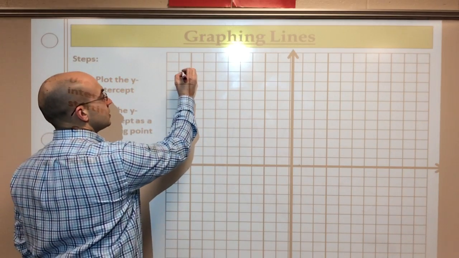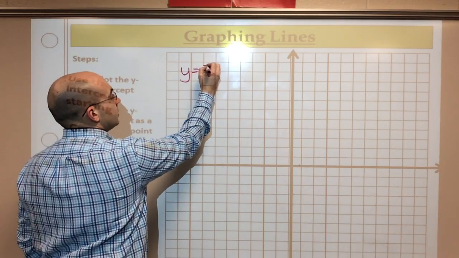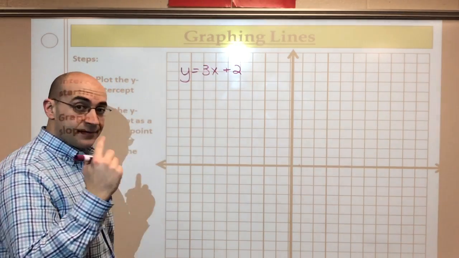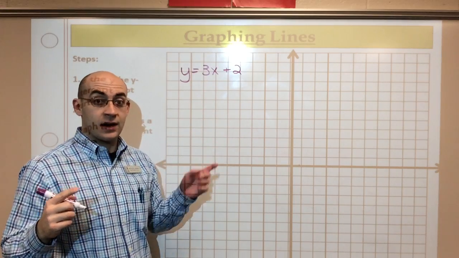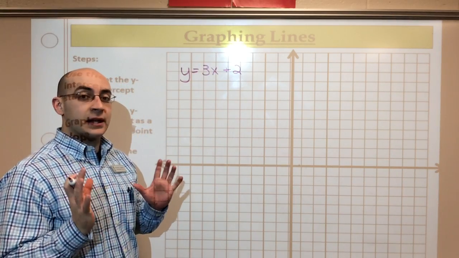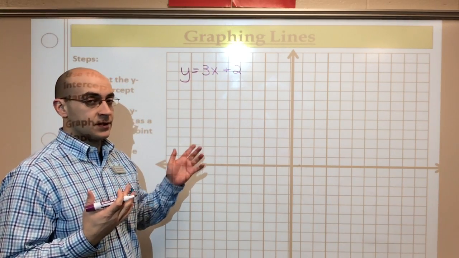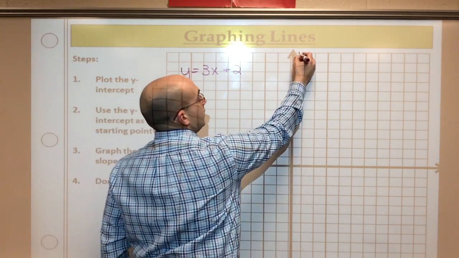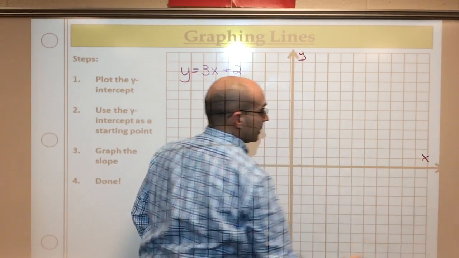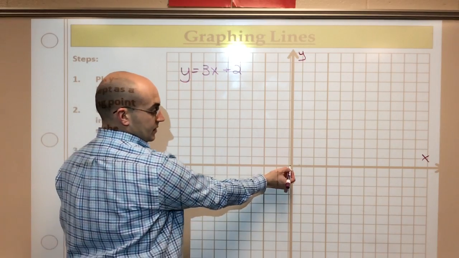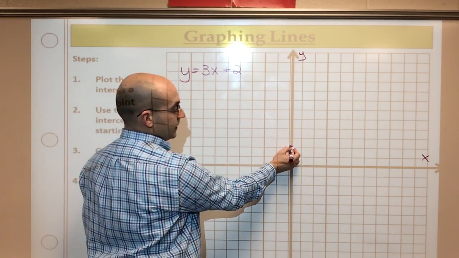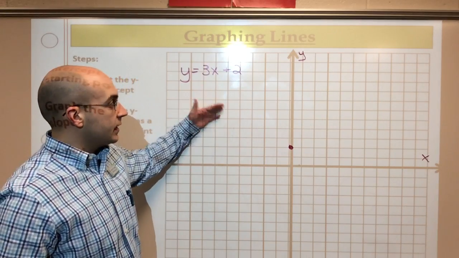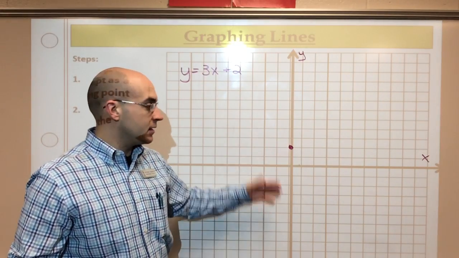First one we'll do is y equals 3x plus 2. We have to graph this line. First step is plot the y-intercept. Well, you know what the y-intercept is. The y-intercept is 2. So here's my y-axis, okay? And I'm going to find where 2 is on that y-axis. Well, if this is 0, I've got 1 and 2. I'm going to make that point. So that's the y-intercept. It's where the line crosses or touches the y-axis.